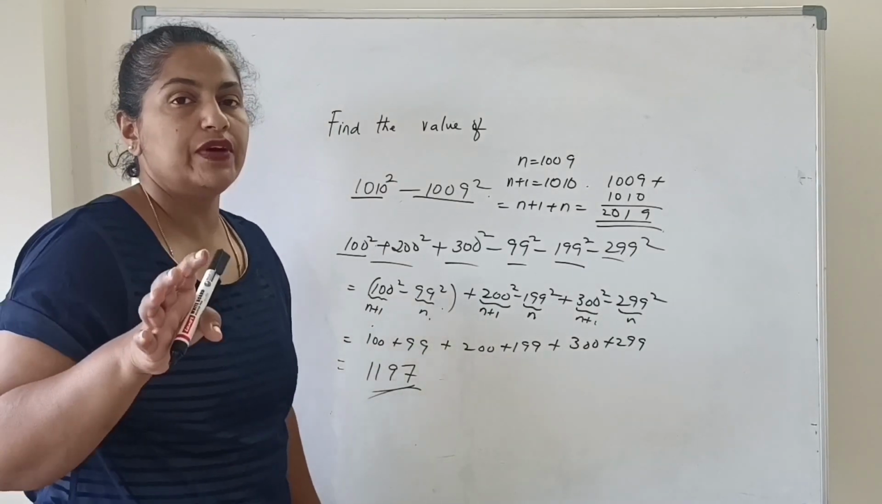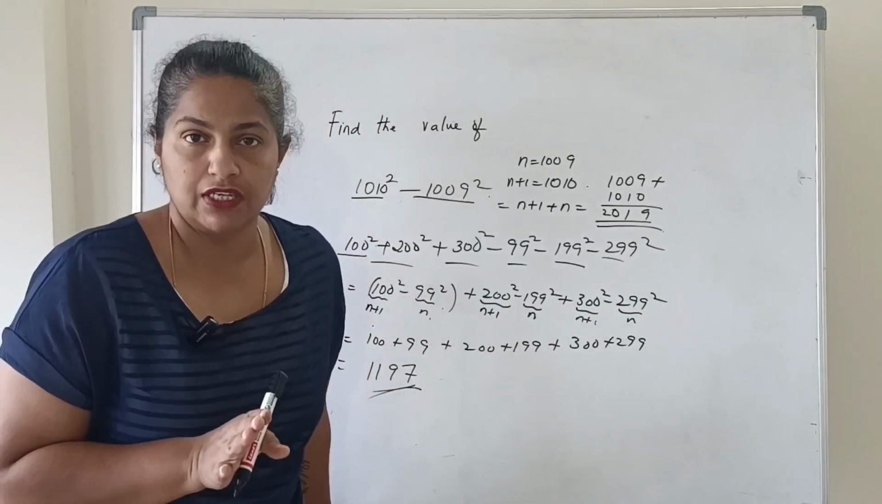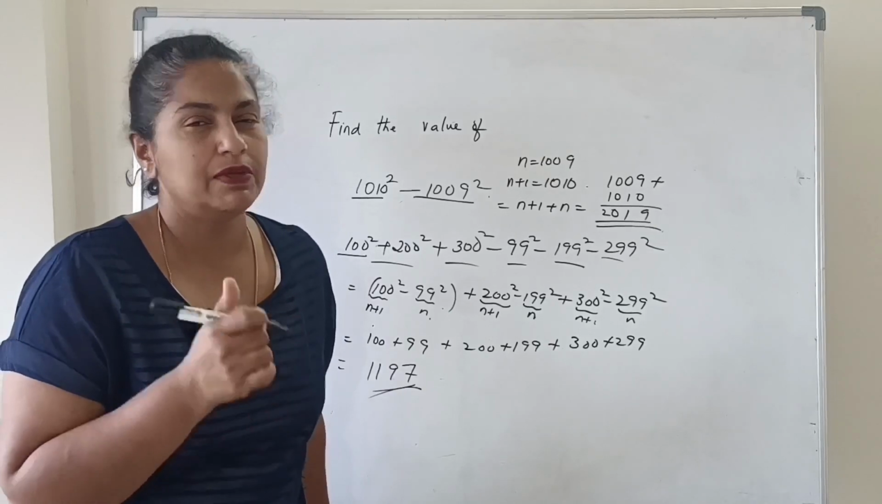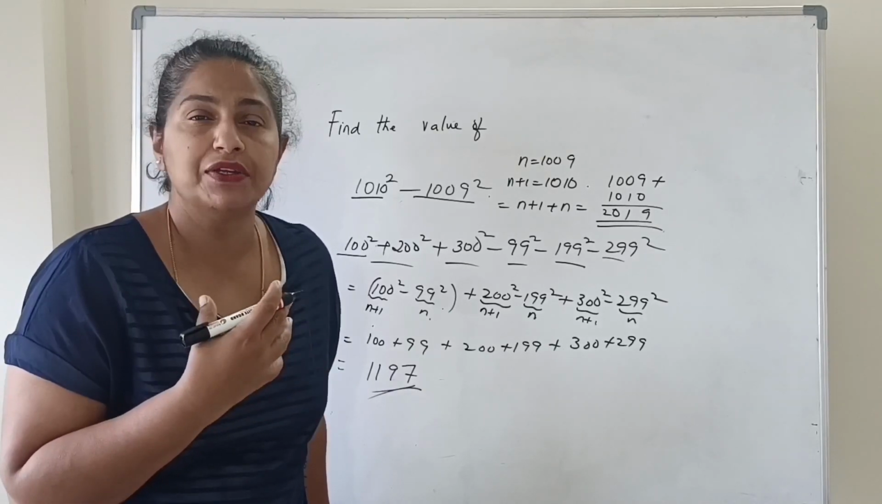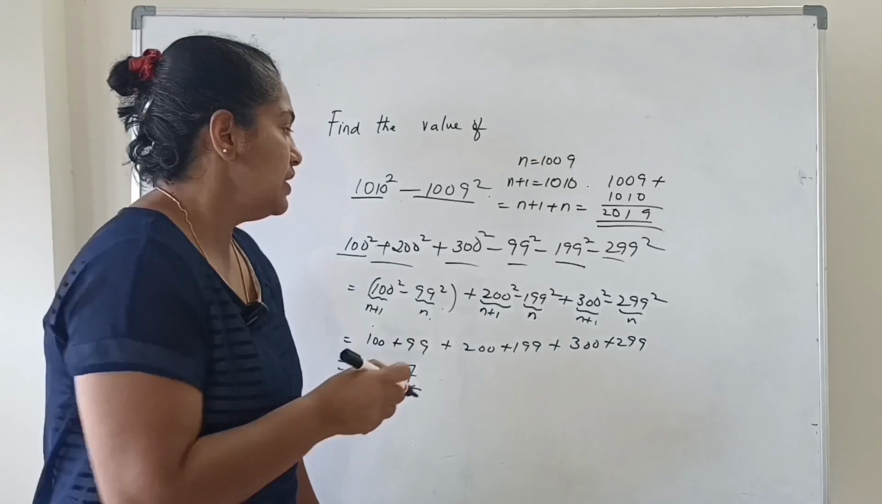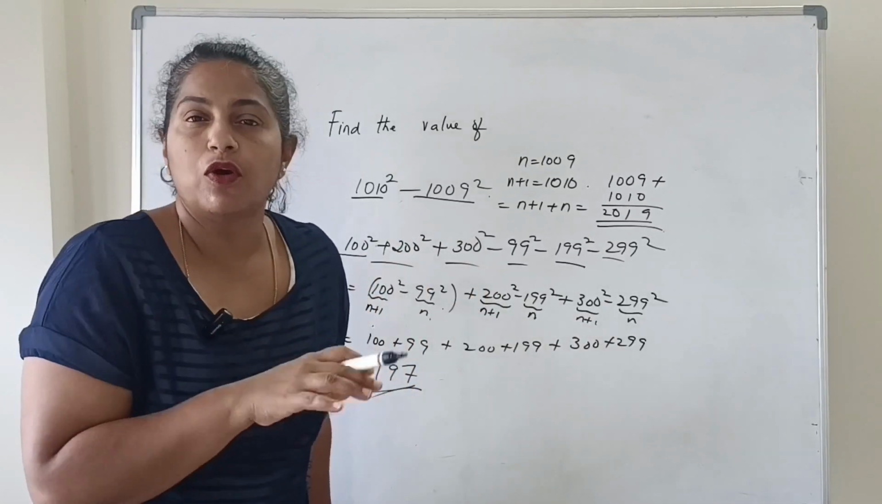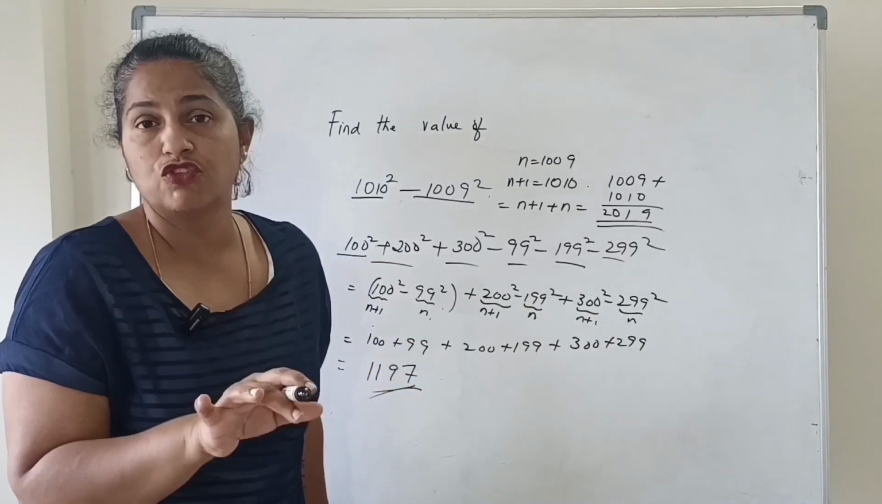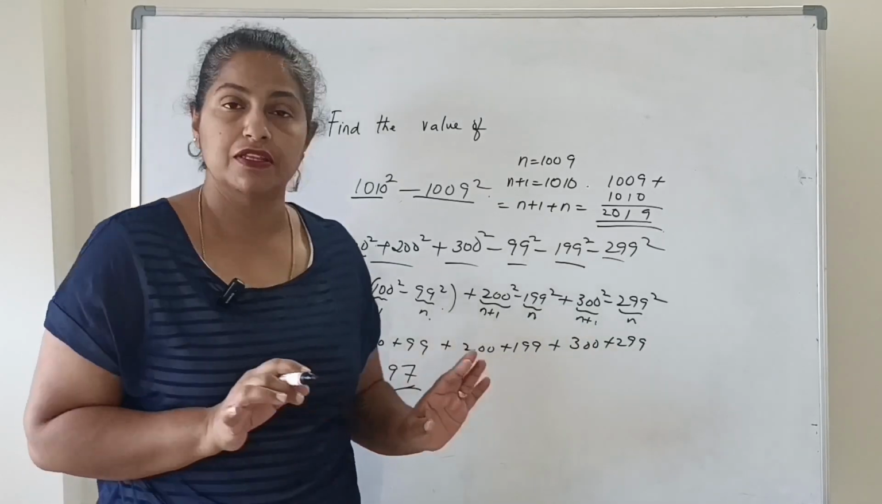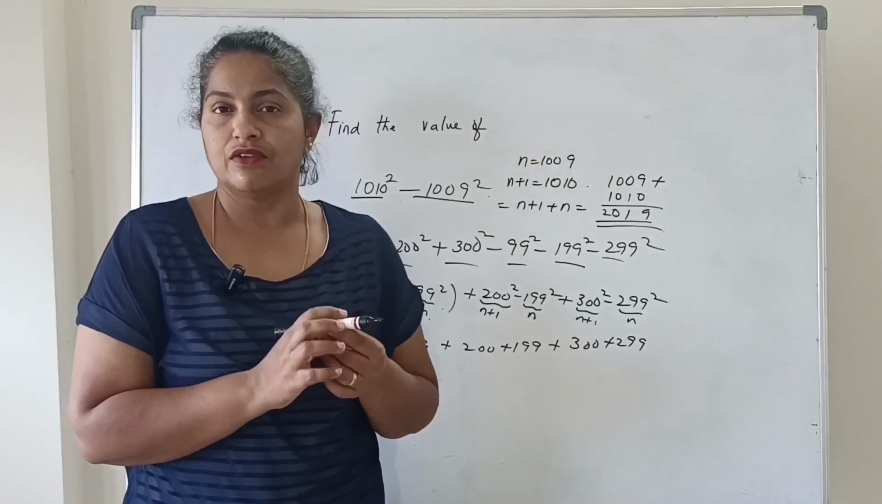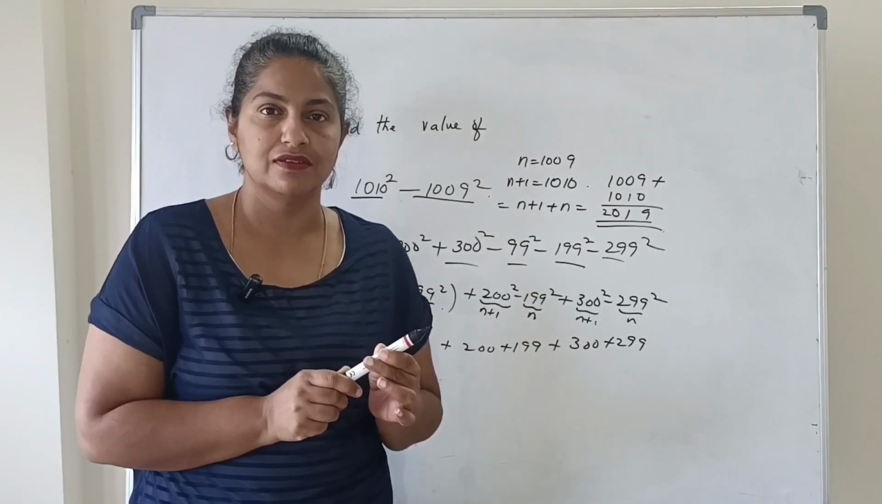I hope you are clear with the application of this particular property. This is a very important one because it can be used in multiple kinds of sums. They can just mash up all the terms, and your job is to segregate and then apply the property. Now can I move on to the next one?